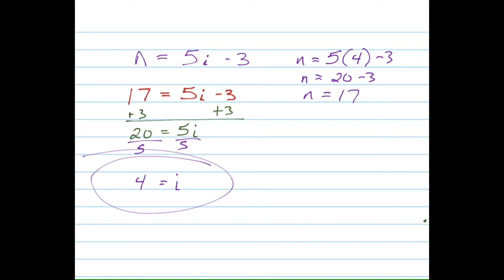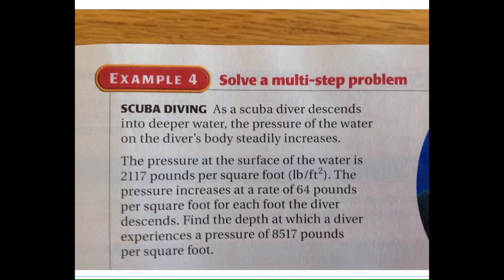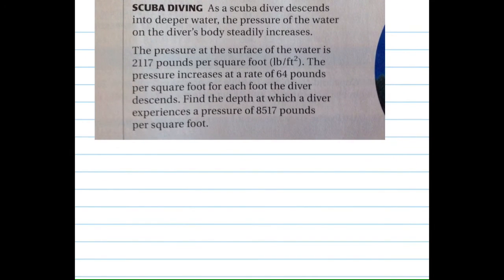All right, let's do one more problem. Nice big long word problem. As a scuba diver descends into deeper water, the pressure of the water on the diver's body steadily increases. The pressure at the surface of the water is 2,117 pounds per square foot. The pressure increases at a rate of 64 pounds per square foot for each foot the diver descends. Find the depth at which a diver experiences a pressure of 8,517 pounds per square foot.